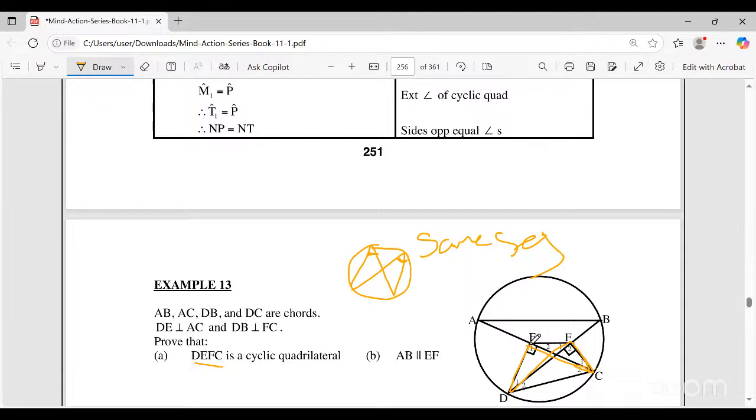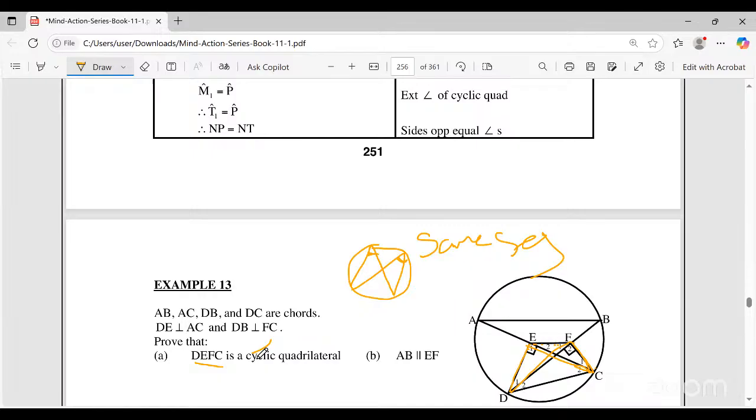So in this case, the chord will be EF. Therefore, those angles that are equal are E1 and F2. That's the converse of angles in the same segment. Therefore, DEFC is a cyclic quadrilateral. Then you are done with this.